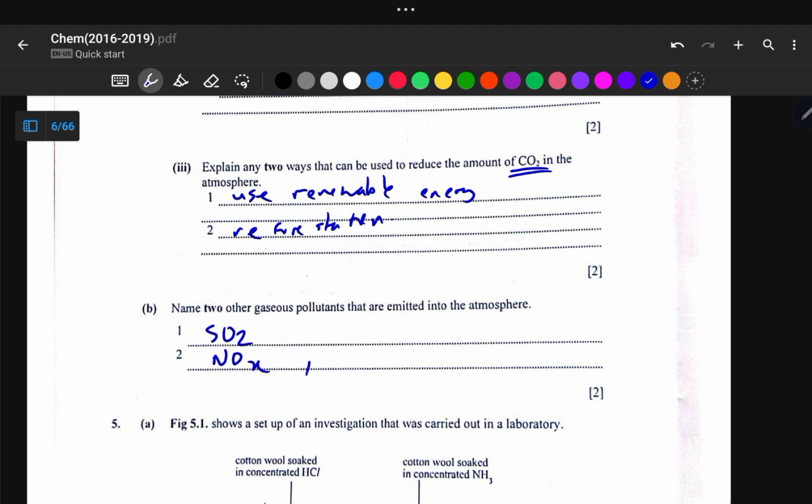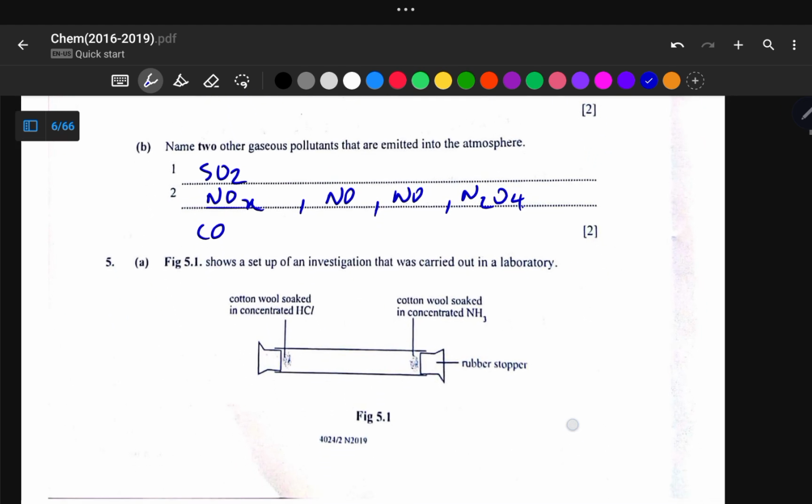So nitrogen, we've got nitrogen monoxide, nitrogen dioxide, dinitrogen tetroxide, right? So you can simply say nitrogen oxides here to simplify that, since there are many in number. And then we also have carbon dioxide, we also have soot, right? And then we are on number 5.